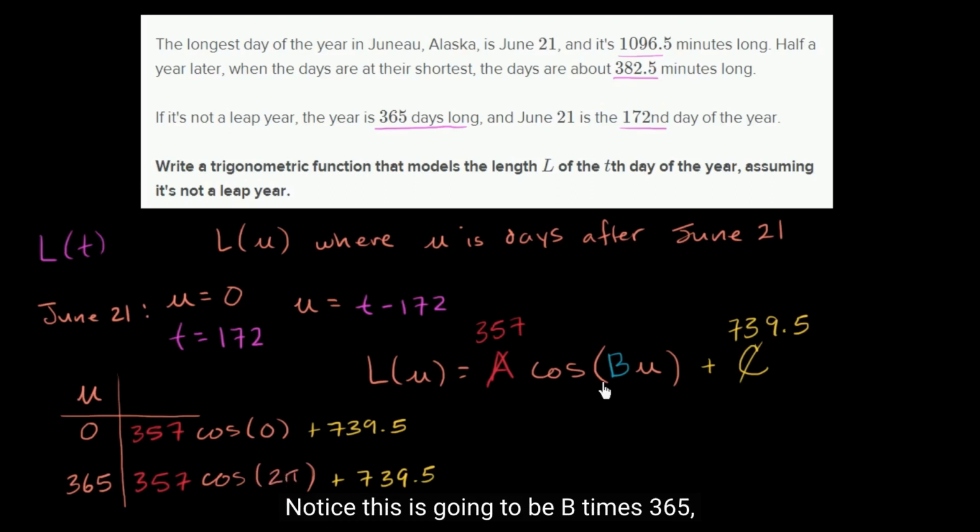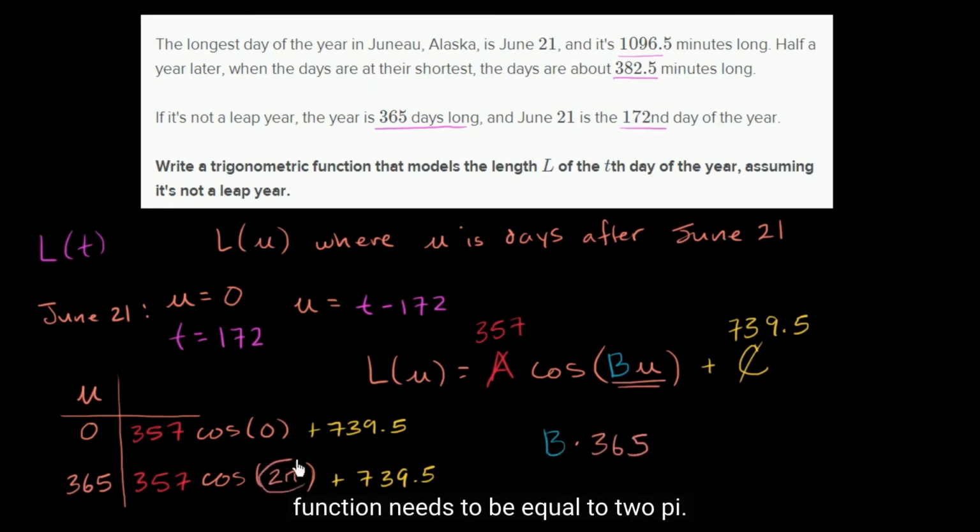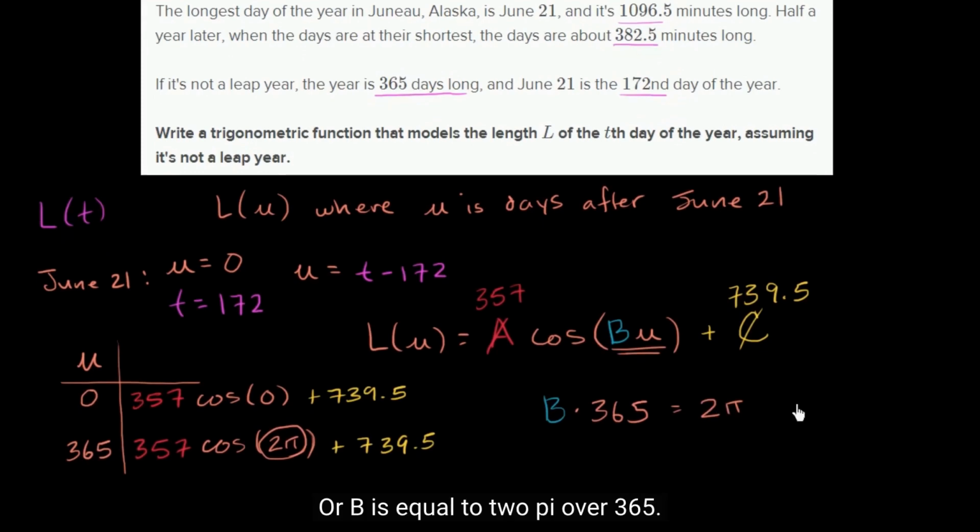So one way to think about it is b times 365 should be equal to 2 pi. Notice this is going to be b times 365. So let's write that down. B times 365, that's the input into the cosine function, needs to be equal to 2 pi. Or b is equal to 2 pi over 365.